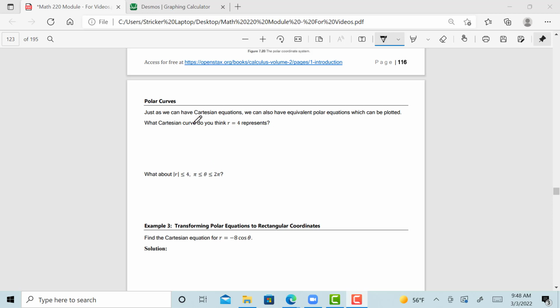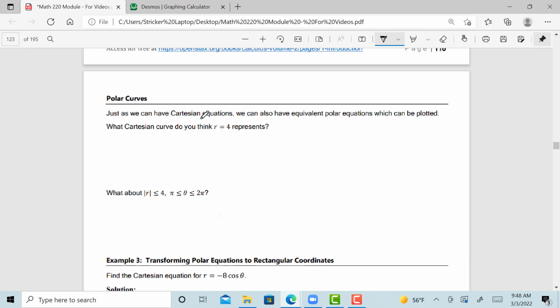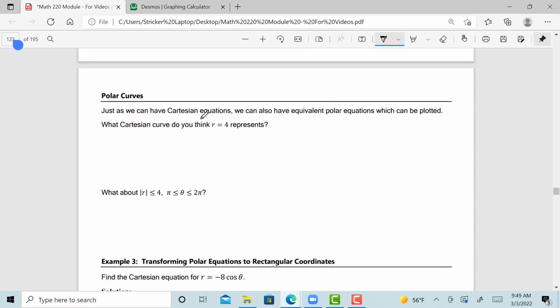So just like we have Cartesian equations, right? We know a Cartesian equation would be something like, say, x squared plus y squared is equal to 4, or y equals mx plus b. Just like we have Cartesian equations, we can also have equivalent polar equations, which we can talk about plotting.